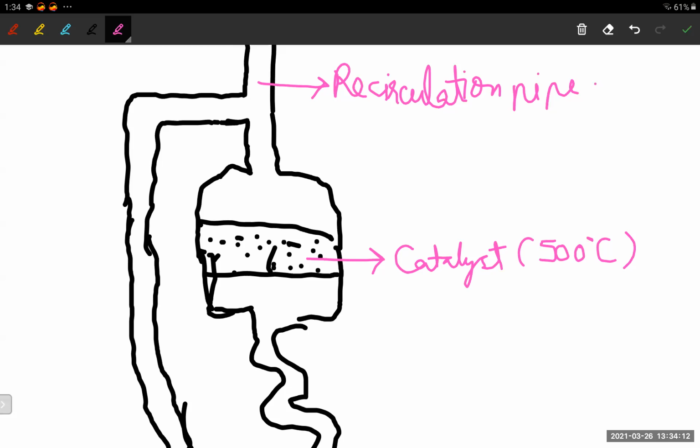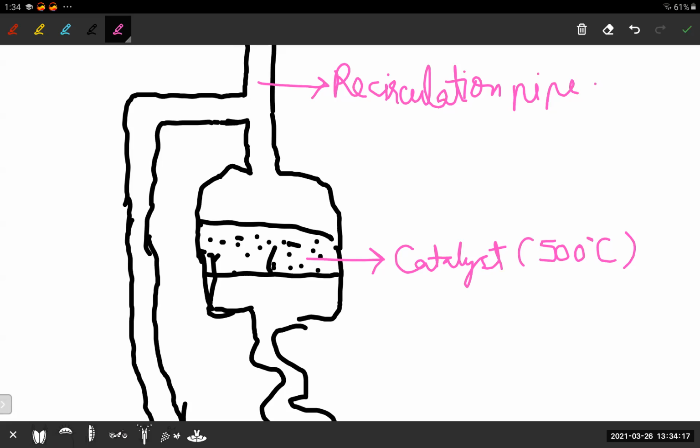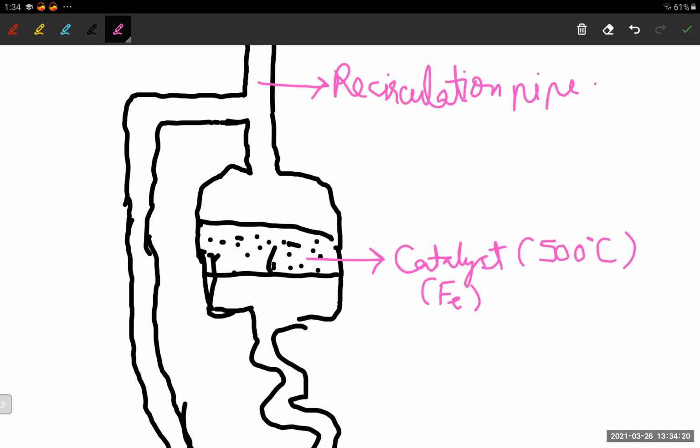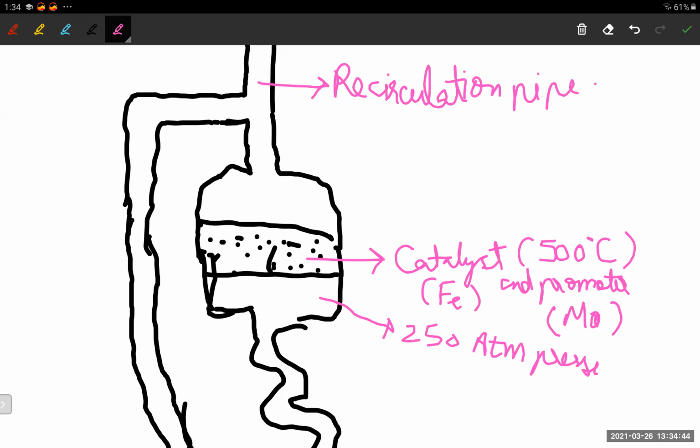Let's write it here. The catalyst is iron, and there is also a promoter. What is the promoter used here? Tell me. Molybdenum. Yes, it's molybdenum. Now see, 250 atm is the pressure which is being used here. You have to just remember these things.